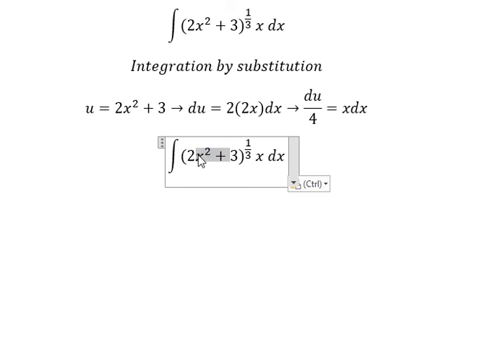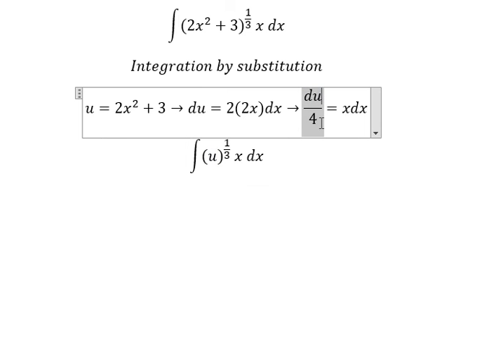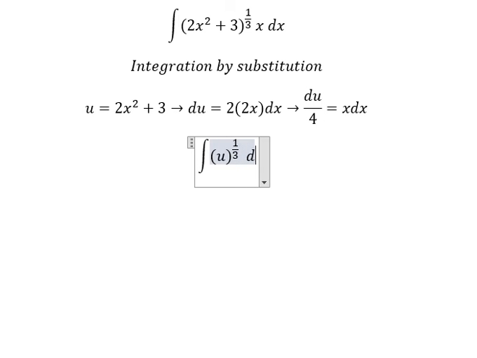This one we change by u. The x we change by u over number 4. Now we have the formula in here.